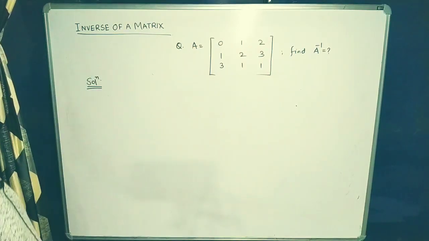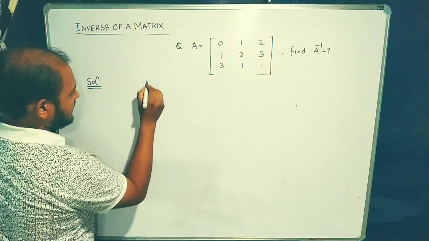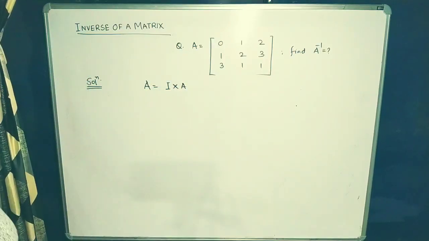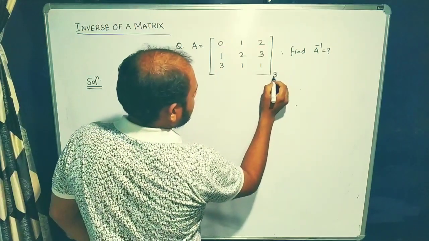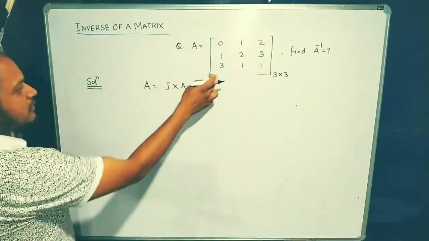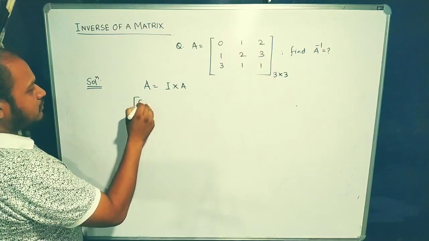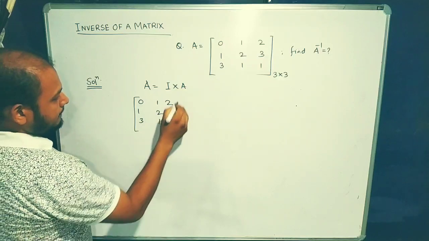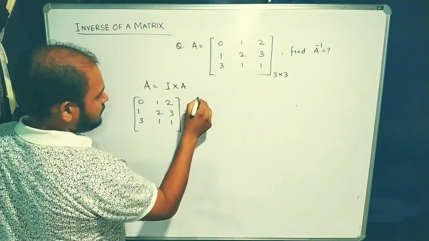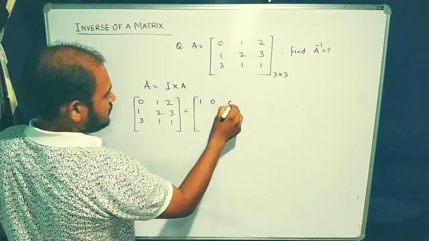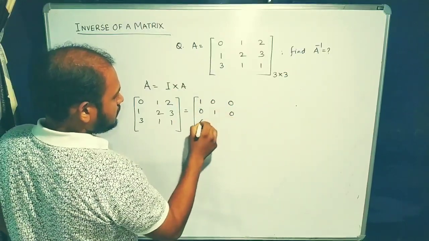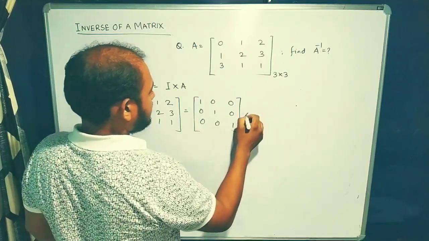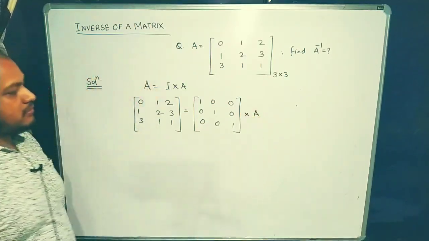So as we already know, for row operations, the first equation that we should write is A is equal to I into A, right? So this is a 3 by 3 square matrix. Put the value of A here: 0 1 2, 1 2 3 and 3 1 1. Putting the value of I: 1 0 0, 0 1 0, 0 0 1. This is a 3 by 3 identity matrix, and we put the value of A as it is.